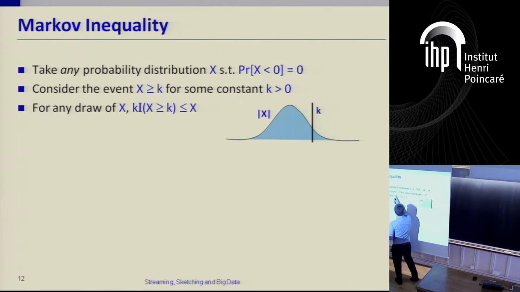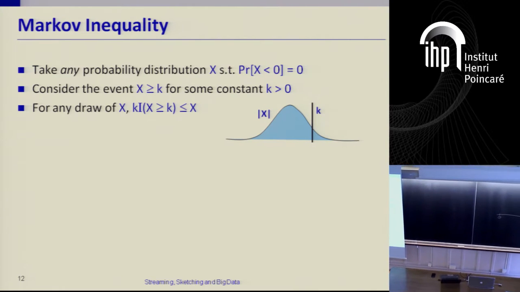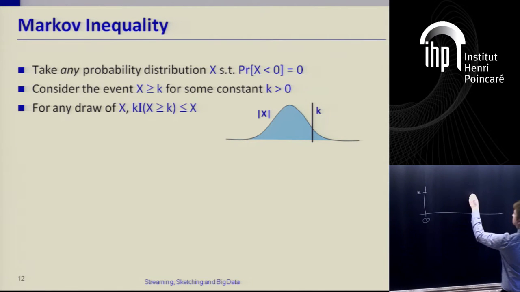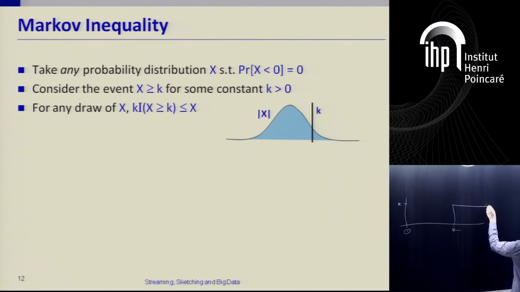So let me think about the indicator random variable. Take a draw from the random variable and look at the event that this is greater than k. I'm going to write that as the indicator of X being greater than or equal to k, and then multiply that by the value k. So what does that get you? I have to do at least one chalk drawing today. This gets you a new random variable, which is zero in this range, off to infinity.